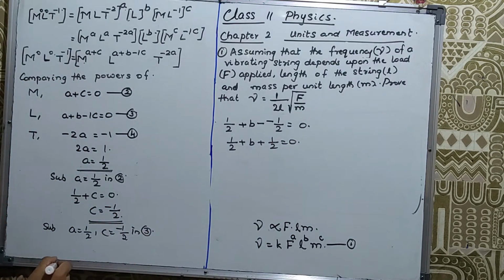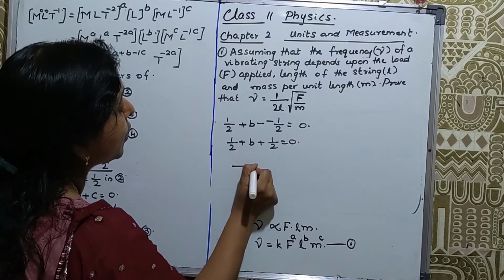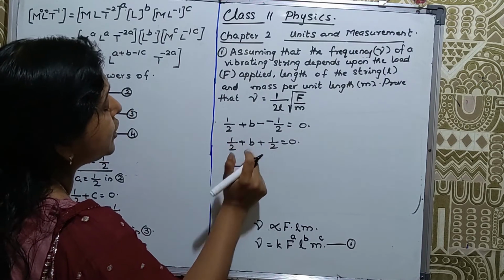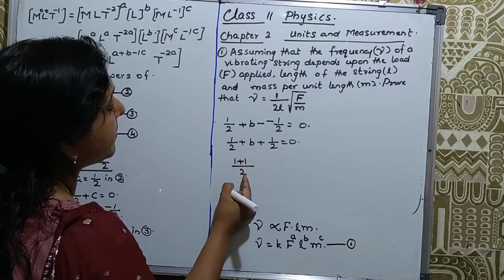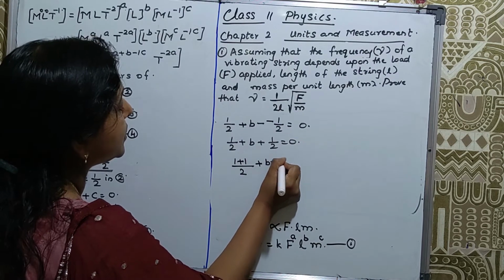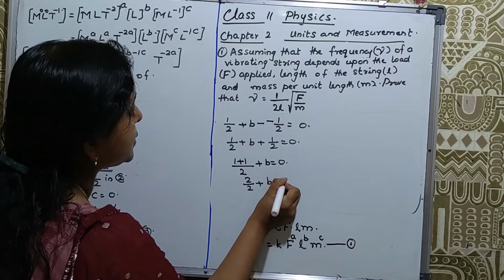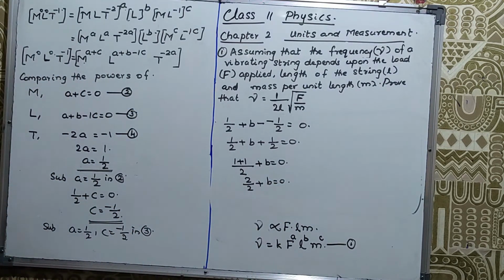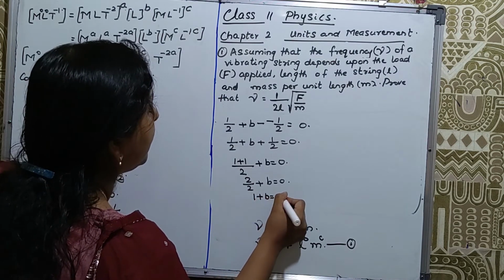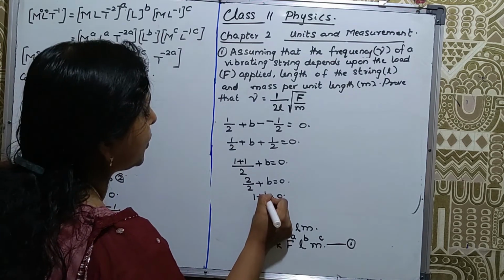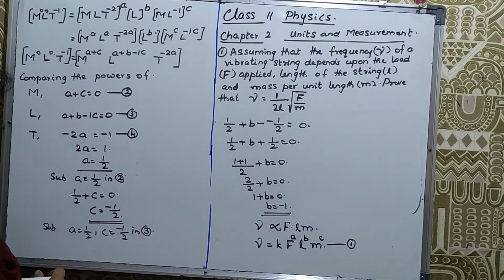You know that half plus half is 1. Although some are finding difficulty, I'll collect half and half. Common denominator is 2. If the denominators are same, add the numerators. So 1 plus 1 by 2 plus b equal to 0. 1 plus 1 is 2, 2 by 2 plus b equal to 0. If 2 by 2 plus b equal to 0, we'll get 1 plus b equal to 0, that is b equal to minus 1. So you got b equal to minus 1.